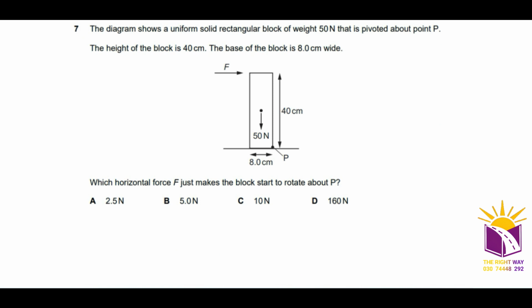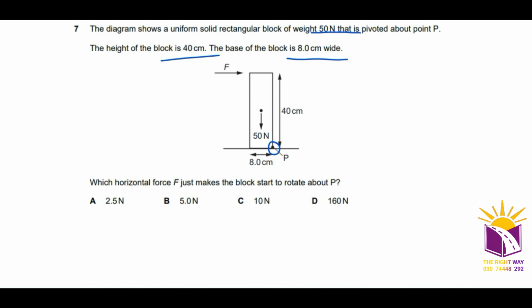Question number 7. The diagram shows a uniform solid rectangle block of weight 50 Newton pivoted at point P. The height of the block is 40 centimeter and the block width is 8 centimeter. Which horizontal force F will just make the block start to rotate about point P?